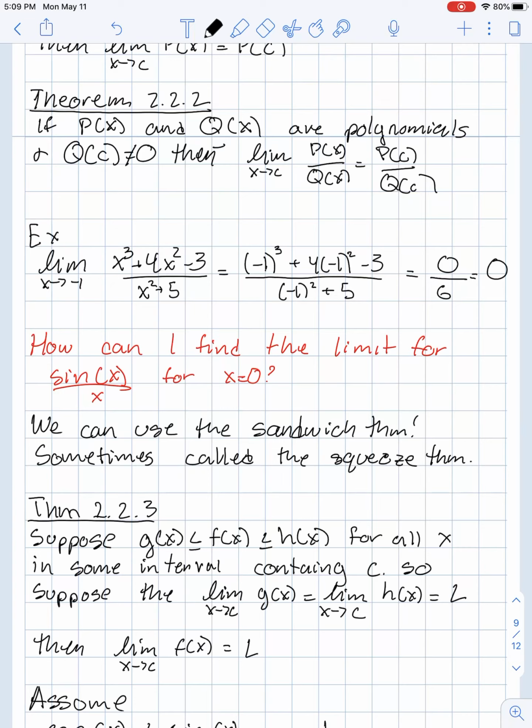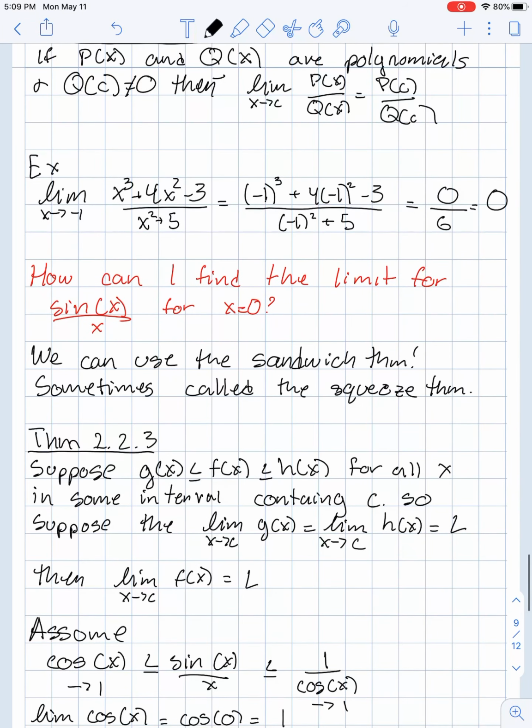If I sandwich f in between these two functions that have the same limit, f also has to have that same limit. So without proof, I'm just going to tell you that cosine of x is going to be less than sine of x divided by x, which is then again less than 1 over cosine of x on some small interval around 0. I'm not showing the proof of that right now. It's actually a really cool proof. If you want to look it up, there's lots of different ones. But this is probably the most common proof for the sandwich theorem.